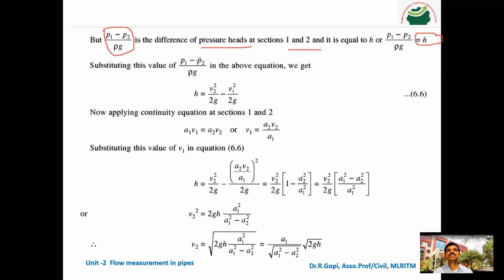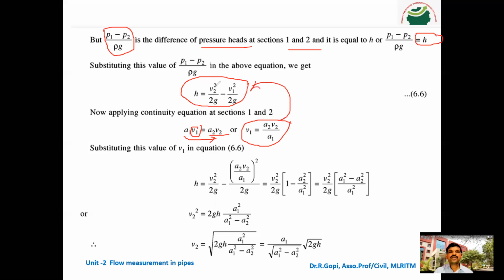Okay. So substituting this value in the above equation, H is equal to V2 square by 2g minus V1 square by 2g. Now applying the continuity equation. What is the continuity equation? A1 V1 equals A2 V2. I need only V1, only the velocity. So this A1 will come to the denominator: V1 equals A2 V2 divided by A1. So substitute the V1 value in this equation.